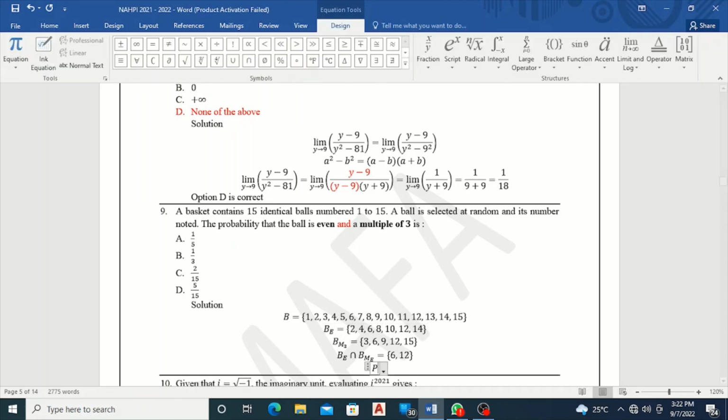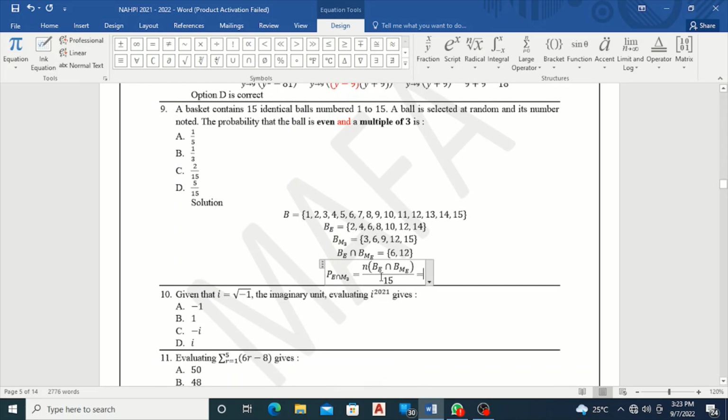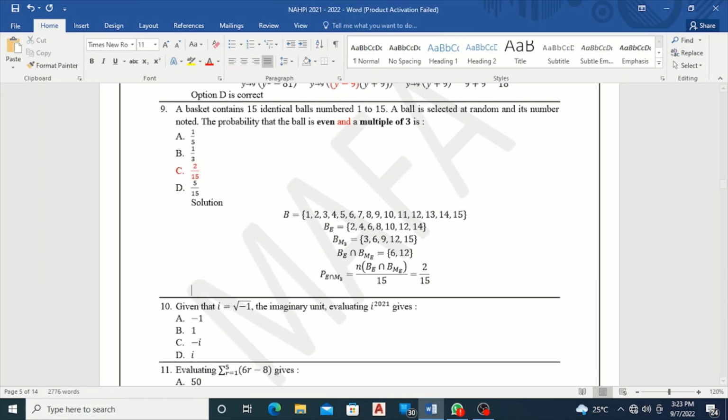So what's the probability of having even and being a multiple of 3? It is equal to the number of favorable outcomes divided by the total number of outcomes. How many of them are here? There are 2 of them. And how many balls in total are there? There are 15. So we get 2 divided by 15. It is just the cardinality of this intersection, which means the number of elements in the set, divided by the total number of balls, which is 15. The cardinality of this set is just 2 balls, so we get 2 divided by 15. So the probability that the ball is even and a multiple of 3 is 2 divided by 15. So option C is correct.